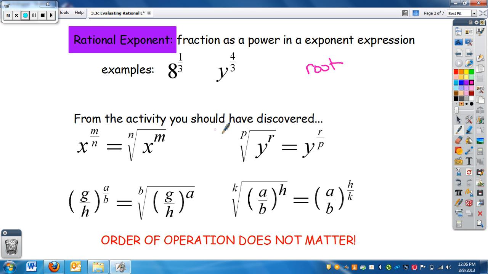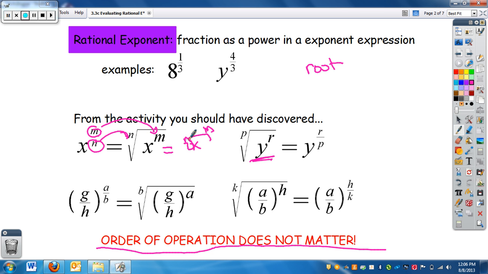And then remember how we rewrite them. The denominator is your index, the numerator is your power, and whether it's a fraction or just a single expression, remember, the order of operations does not matter. We can either write it like this, or we can do the root first and then the exponent. And this is actually easier, we found. It's easier to go smaller than bigger.